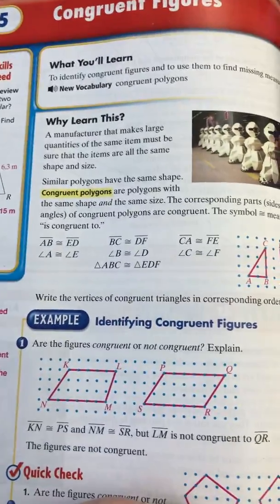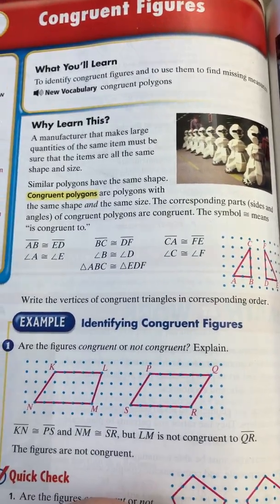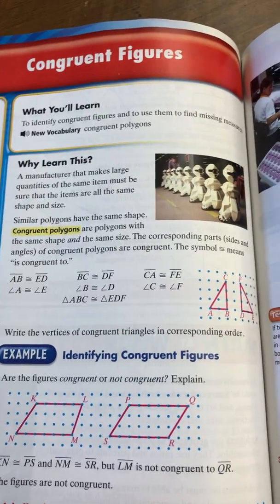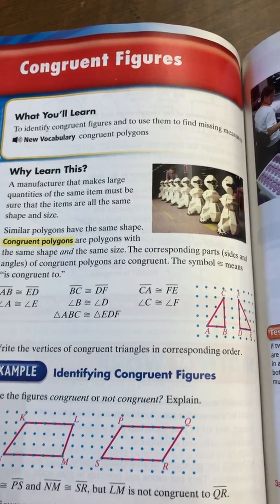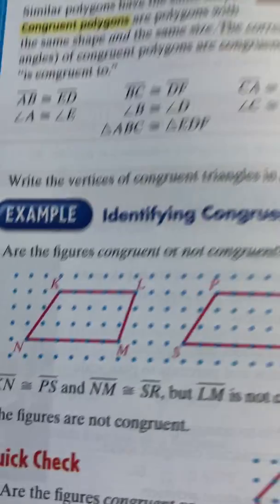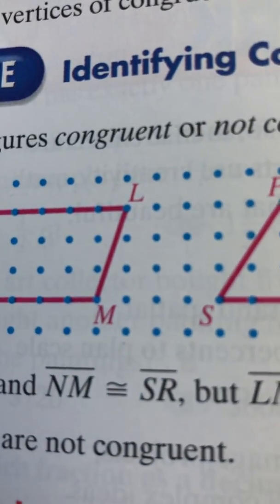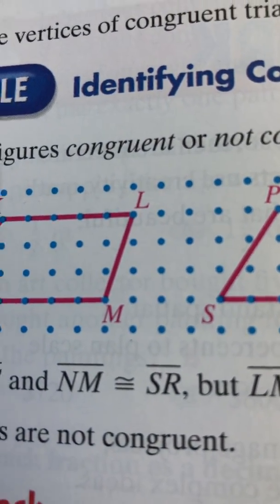So you have from your measurement and geometry books the word polygons. Today we're going to talk about congruent. Congruent meaning equal. And remember we have the cool little sign, the equal sign, and then the wavy line above it means congruent.